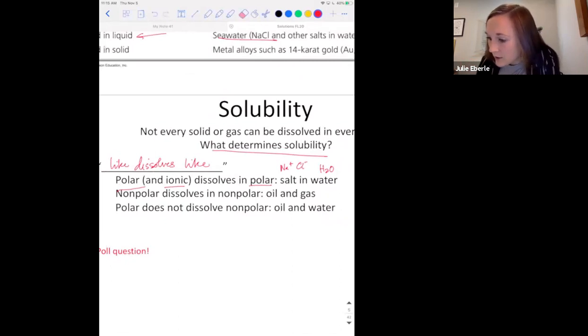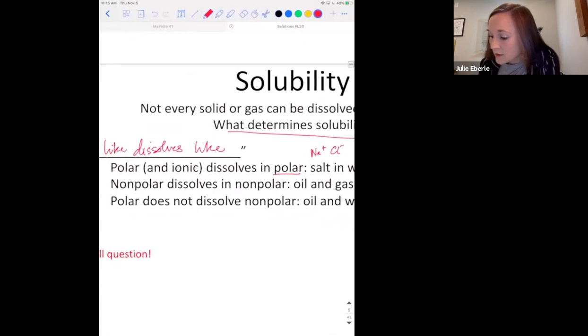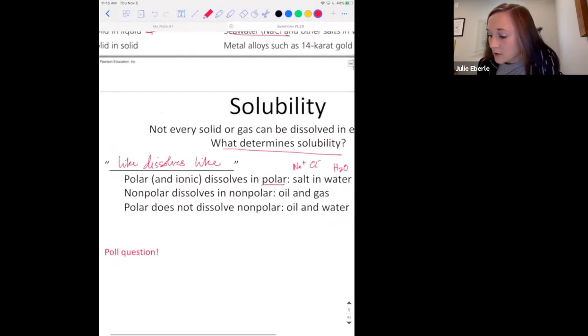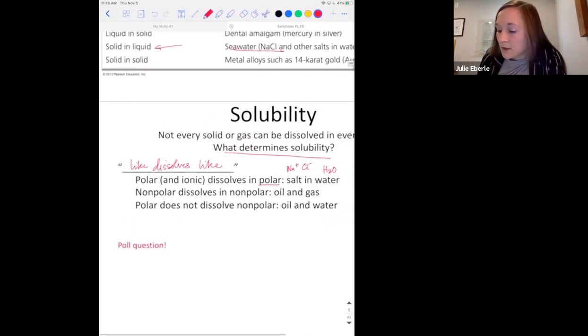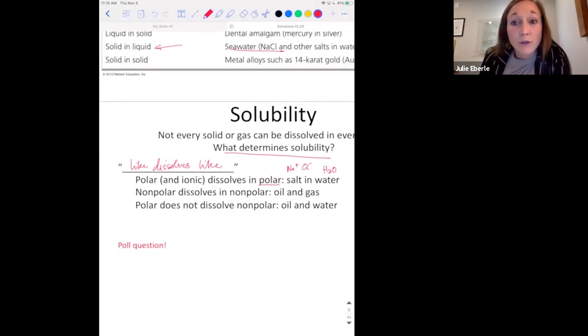Another thing, nonpolar dissolves in nonpolar. So oil and gas. My favorite is soap. Soap is very alkaline. Those are typically nonpolar things. We know that soap and water typically don't mix very well. But if you can't get something out with water, you can use soap a lot of times, and it will get that grease stain or something out, because we know grease is a nonpolar substance.